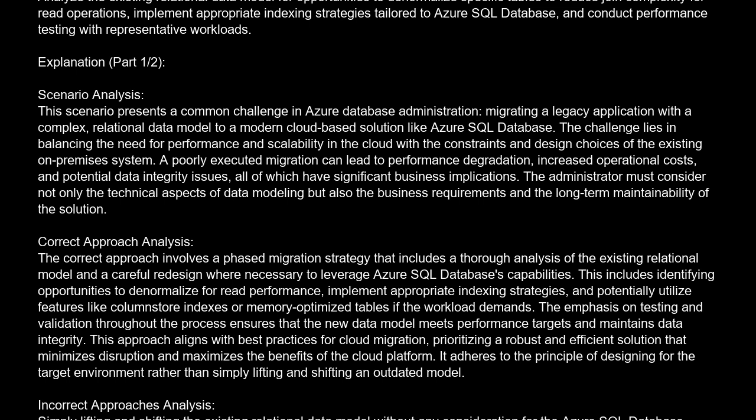The emphasis on testing and validation throughout the process ensures that the new data model meets performance targets and maintains data integrity. This approach aligns with best practices for cloud migration, prioritizing a robust and efficient solution that minimizes disruption and maximizes the benefits of the cloud platform. It adheres to the principle of designing for the target environment rather than simply lifting and shifting an outdated model.